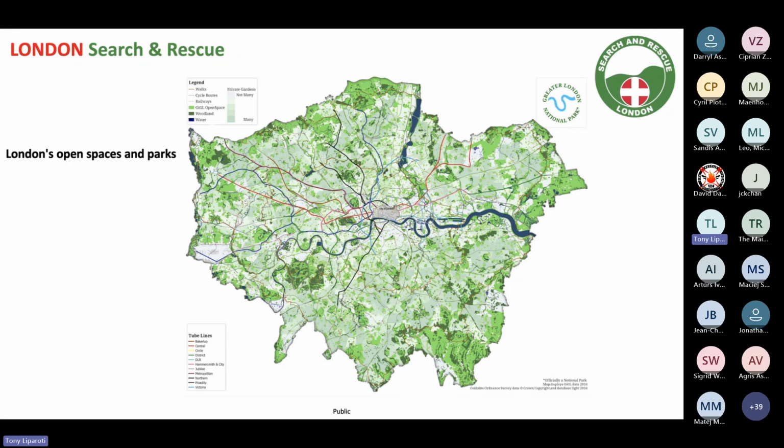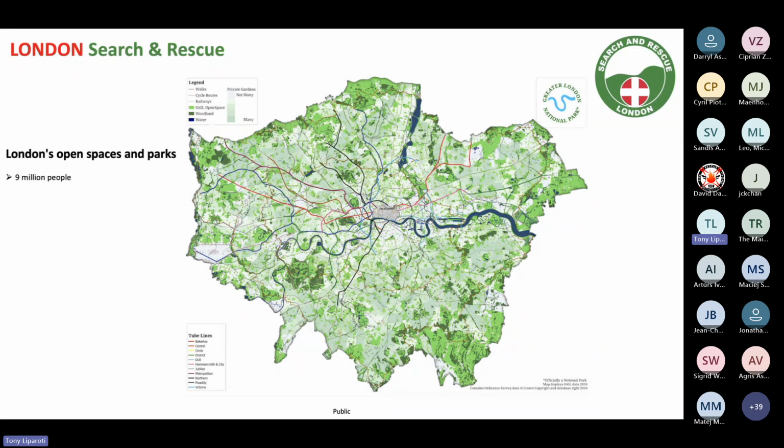Let's focus now on London, because we're talking about the city. When you think about search and rescue in a city, there's a lot to talk about the areas that we operate in. We don't operate in urban areas, but if the request is given to us, we concentrate on open spaces and parks across London. And London is very rich in these areas.